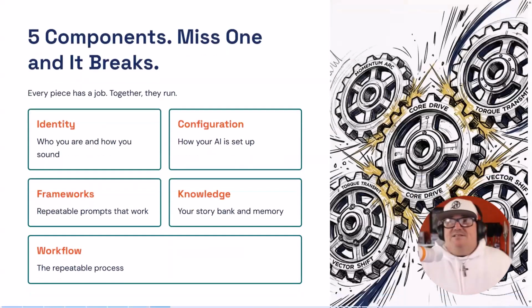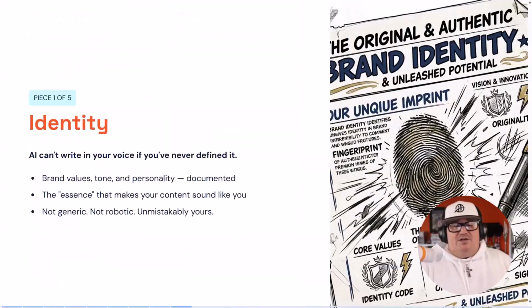So the 5 pieces that we're going to talk about today: identity, configuration, frameworks, knowledge, and workflow. Every piece has a job, and together they run, but miss one and the whole thing starts to break down. I'm going to walk you through each one right now, and then we're going to score you on all 5 in about 10 or maybe 15 minutes. We'll reach the point where you get to score what you're doing on what we actually talk about.